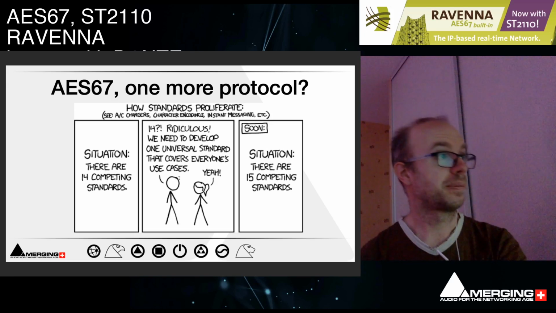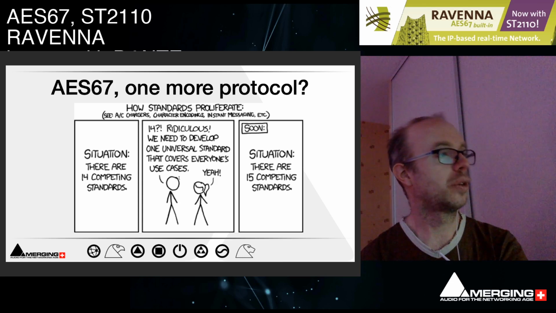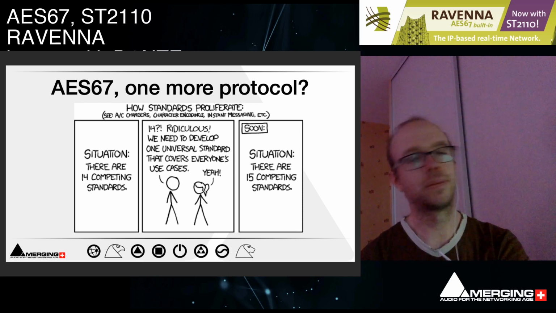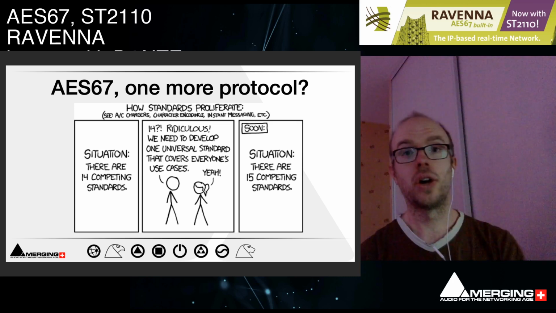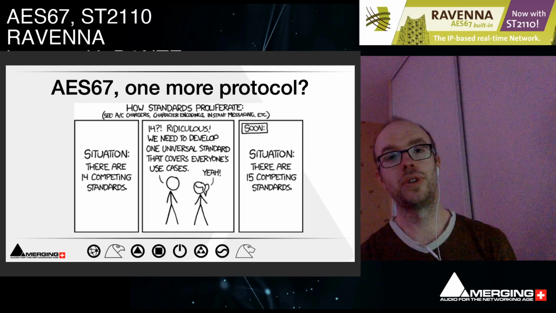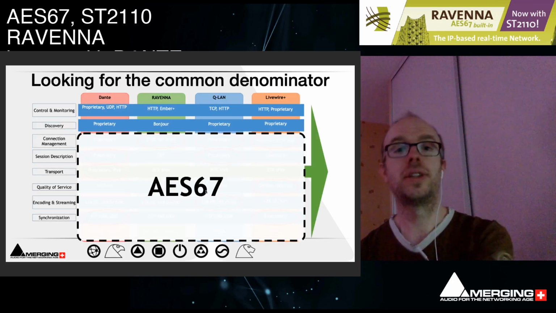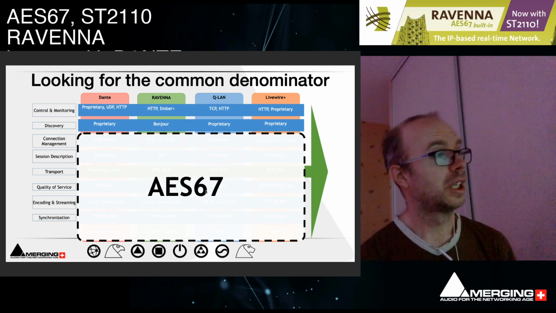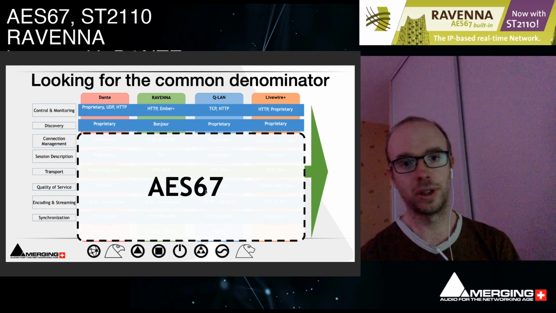So why AES67? So the goal was to avoid one more protocol. And it's the same joke over and over again. You have, for instance, 14 competing standards, and then someone has this very bright idea of saying, let's try to put all the standards in one, and eventually you end up with 15 different standards because all the manufacturers cannot cope with the need of the standards, or they don't agree with what's written in it. So the idea with AES67 was to find the most common denominator in all the pre-existing standards. So the standard committee was started in 2010, with most of the big leaders in the by then audio over IP ecosystems.